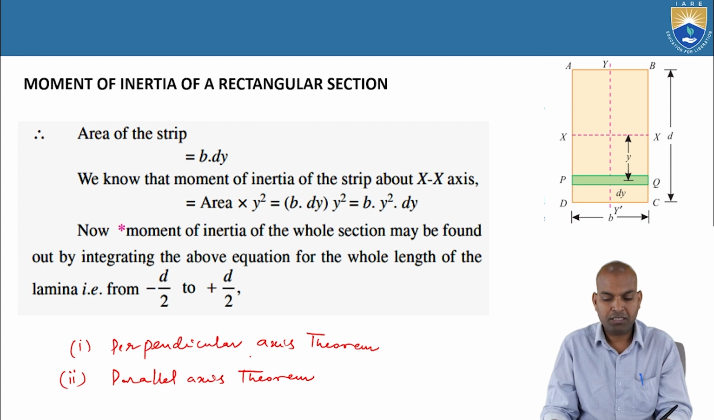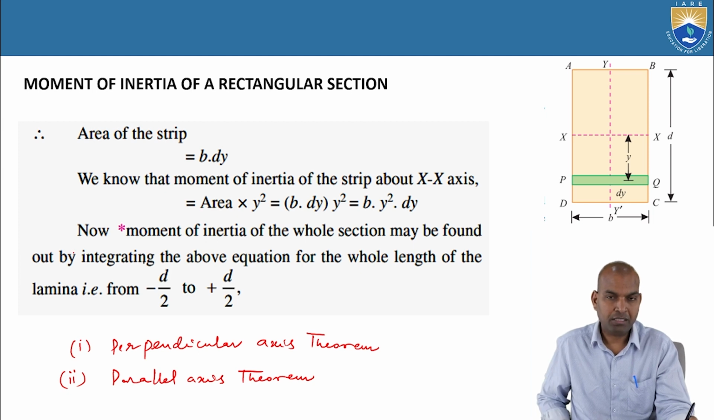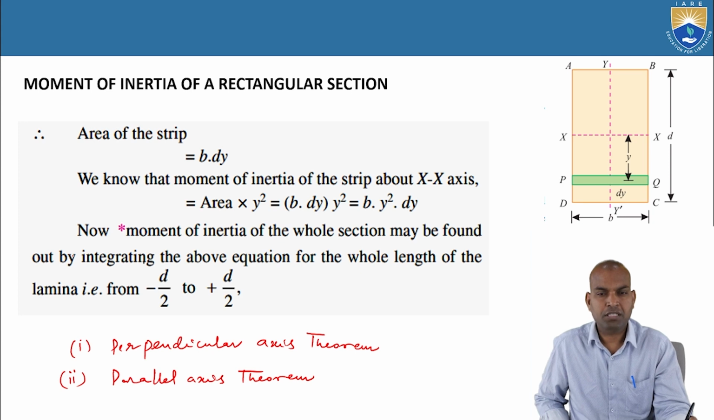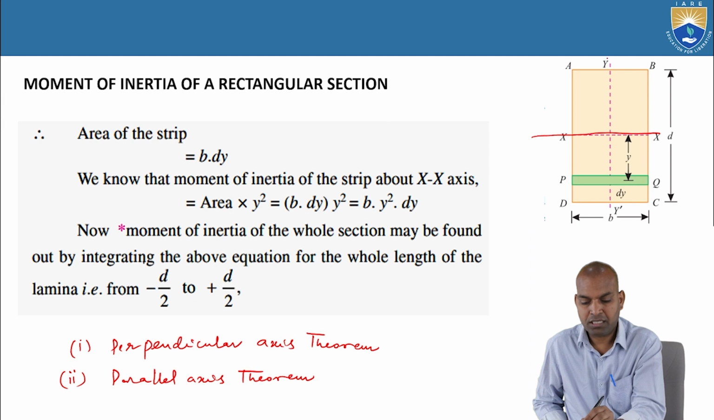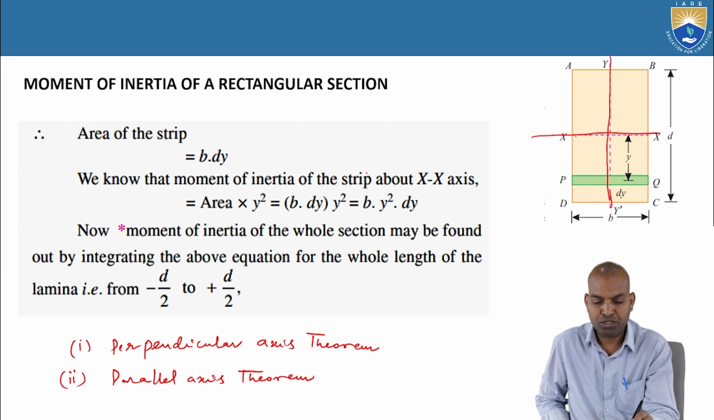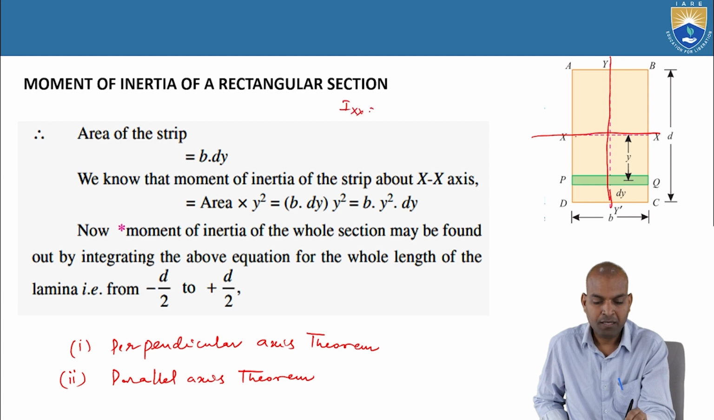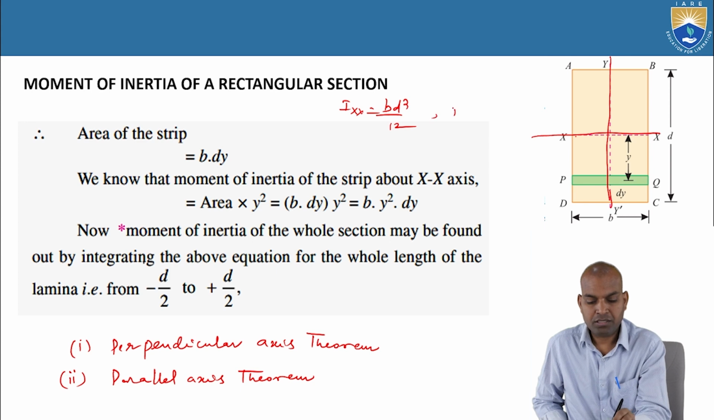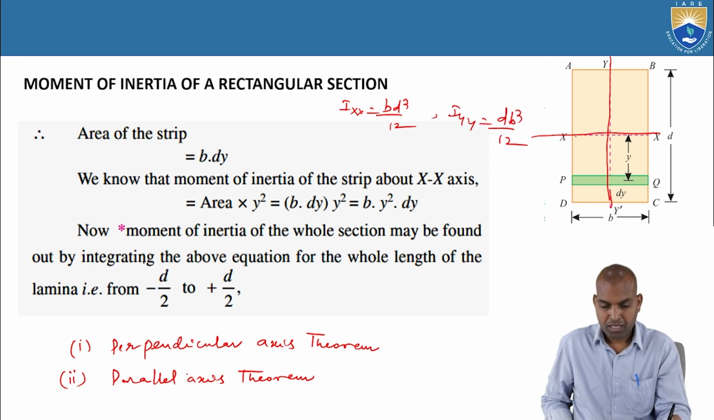So now we also discuss the moment of inertia of individual sections. The moment of inertia of a rectangular section, which has dimensions where d is the depth and b is the width. The x-axis is the centroidal axis, and y is the central vertical axis. Ixx is b d cube by 12, whereas Iyy is d b cube by 12.